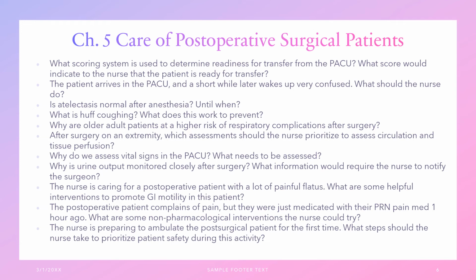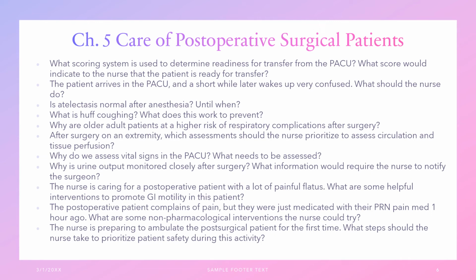Why is urine output monitored closely after surgery? What information would require the nurse to notify the surgeon? We can see this on page 88. Urine output is closely monitored after surgery. A patient without a catheter in place must void within 4 to 8 hours, depending on the type of surgery and the anesthesia used. If the patient is unable to empty their bladder spontaneously, obtain a bladder scan and, if needed, an order for catheterization. If the flow is less than 60 mL over a 2-hour period, the surgeon needs to be notified.